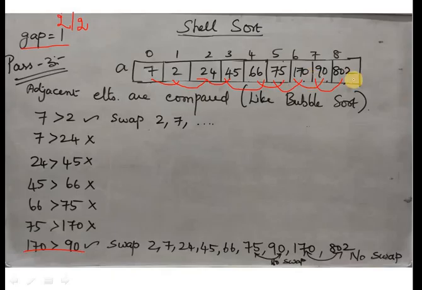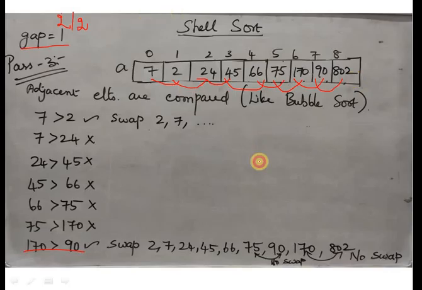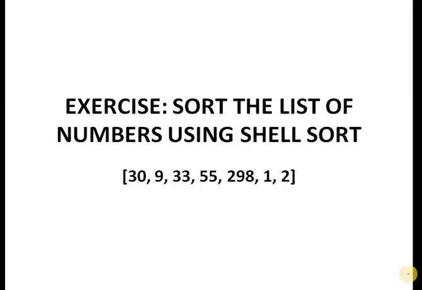Then in the next pass you have to initialize the gap value. Here the gap value is 1, so when you do 1 by 2, your gap value becomes 0. When the gap value reaches 0, you can stop performing the sorting technique. So we reach the end. You can see the list. Our list is sorted after completing 3 passes. This is about the shell sorting technique.